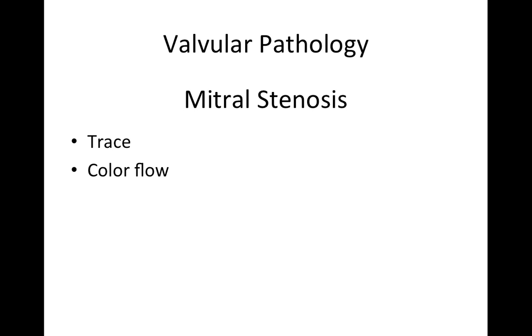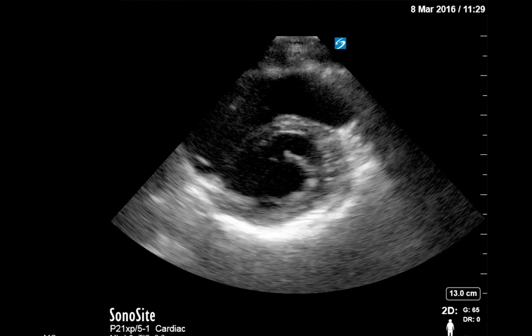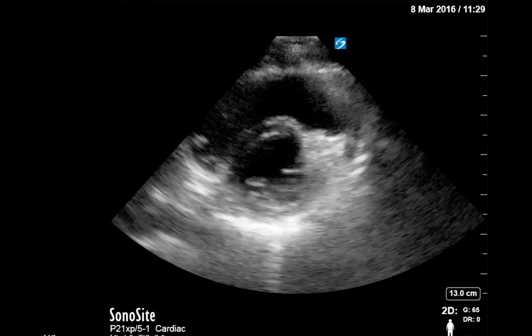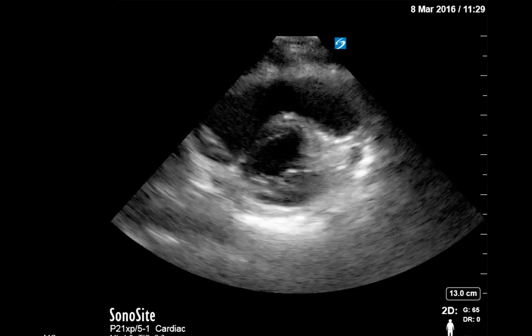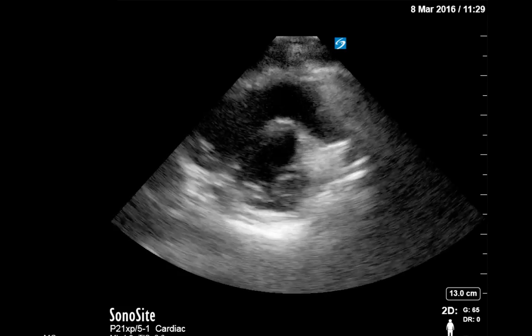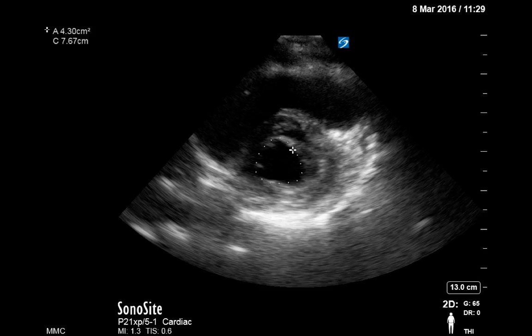Now we are going to change gears again and discuss valvular pathology, starting with mitral stenosis. The simplest ways to assess for mitral stenosis are to use the tracing function on the ultrasound machine and color flow. With a parasternal short axis view, you can focus in on the mitral valve to get that nice fish's mouth view. You can freeze the image in diastole when the mitral valve has its maximum diameter.